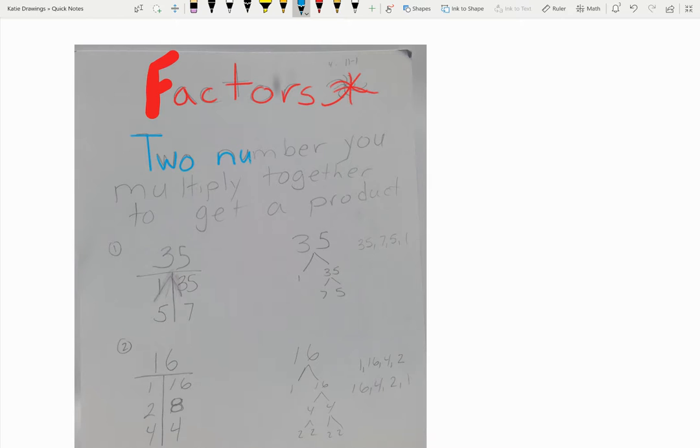Basically, factors are going to be two numbers you multiply, and I'll underline that word multiply because I'll tell you why. So you multiply together to get a product, to get that answer. Remember, two numbers multiplied together equal the product.